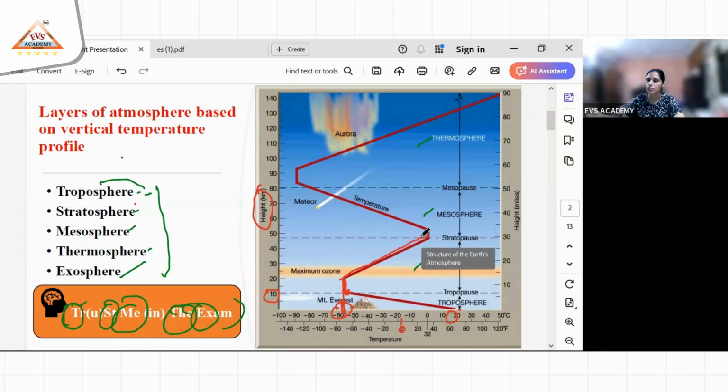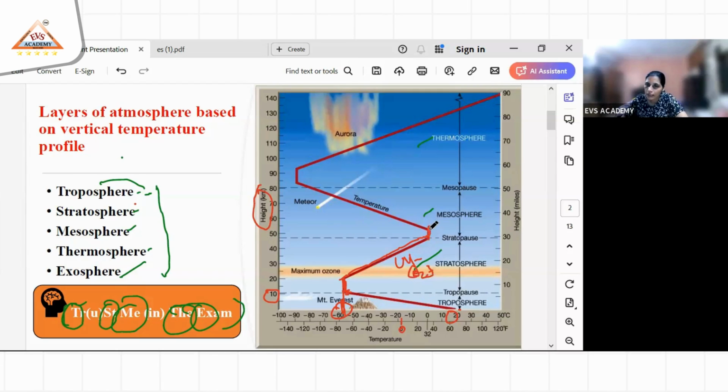When I discuss the stratosphere, I will tell you the reason behind the decrease and increase in the temperature. You don't have to cram all these things. You have to understand why there is a decrease in temperature in the troposphere, and why again there is an increase in the stratosphere, because the ozone layer is present there and it absorbs the UV radiation. I will tell you all this in detail later.